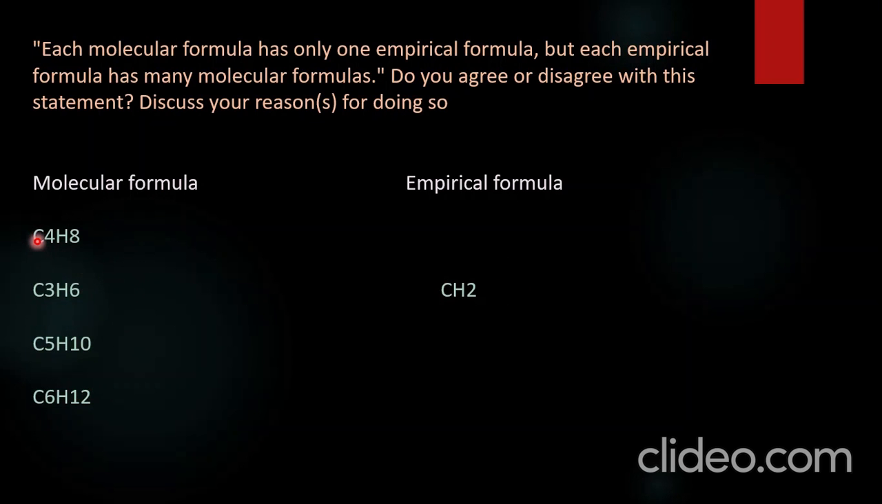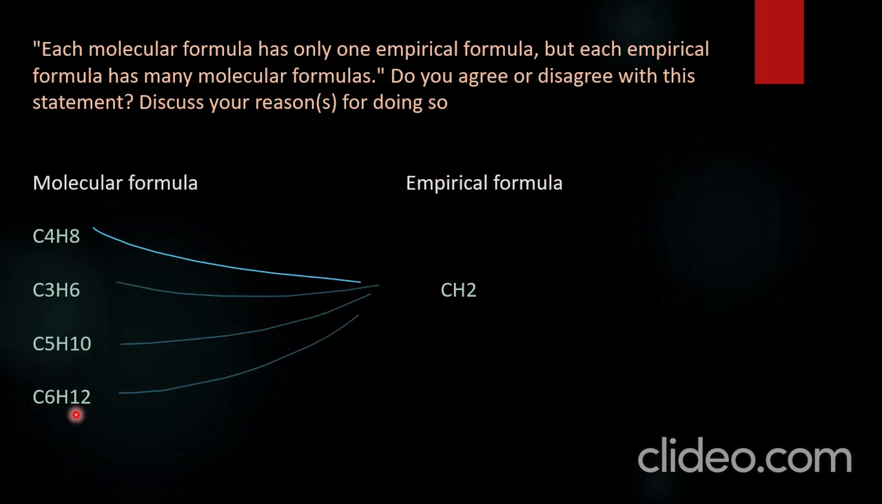For the first one, we have C4H8. For each carbon, we have 2 hydrogen. So this can be the empirical formula for the first one. For the second one, we have C3H6. So for each carbon atom, we have 2 hydrogen atoms, which is the same empirical formula here. Same thing for the third one, C5H10 has the same empirical formula, and also the fourth one has the same empirical formula, CH2, which means that for each carbon atom we have 2 hydrogen atoms.